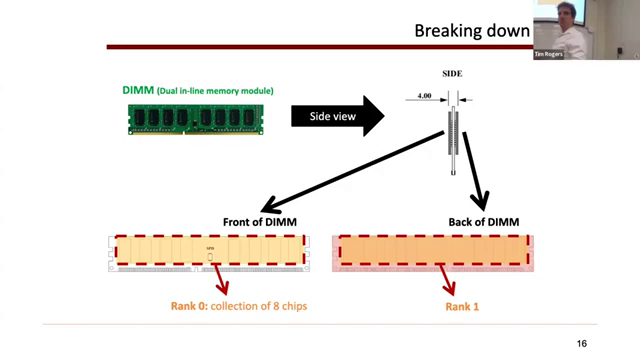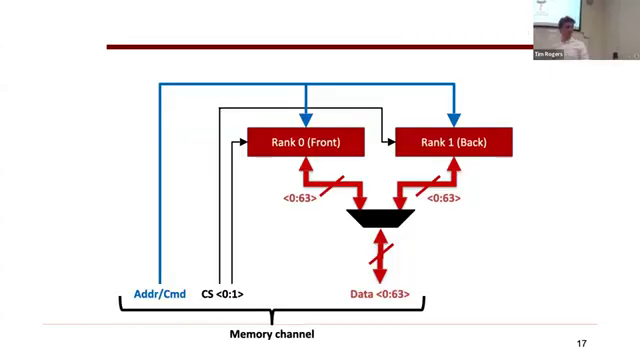And typically this is 2 ranks. So you've got 1 rank on the front, 1 rank on the back, each of which is composed of 8 chips. If each of them has an 8 wide interface, then you've got 64 bits coming out of each of the ranks in the memory module. Okay, so here's another way to draw that.